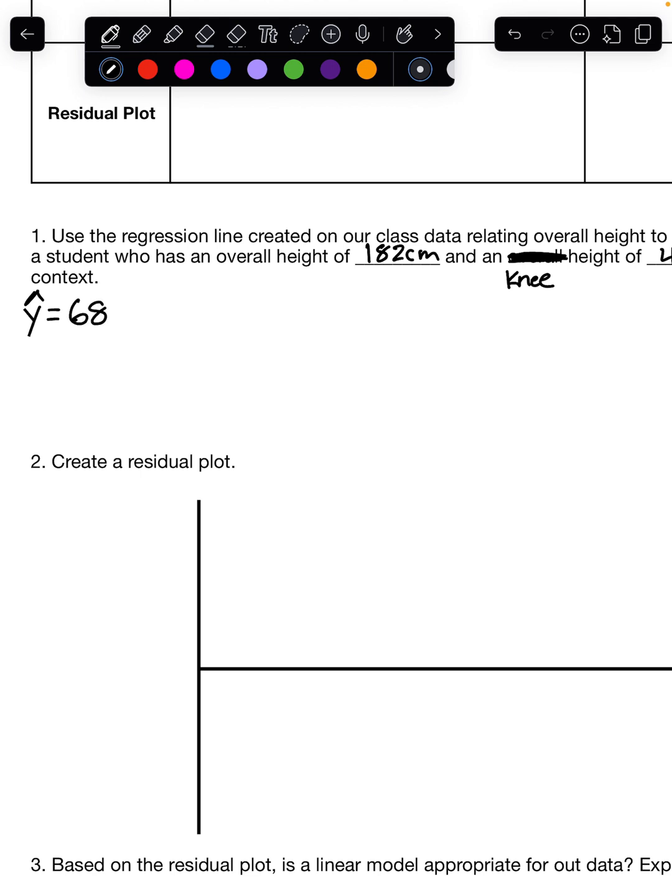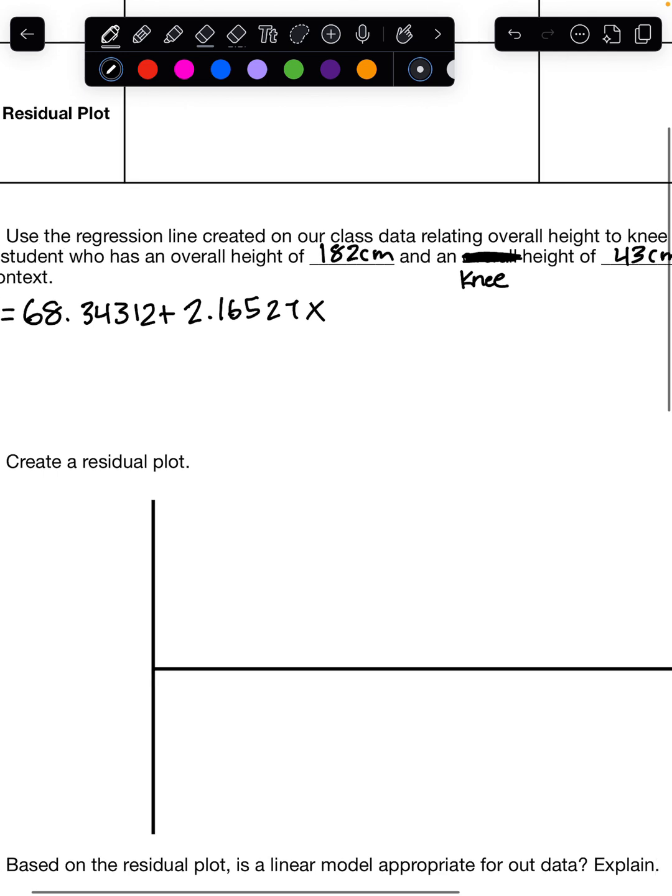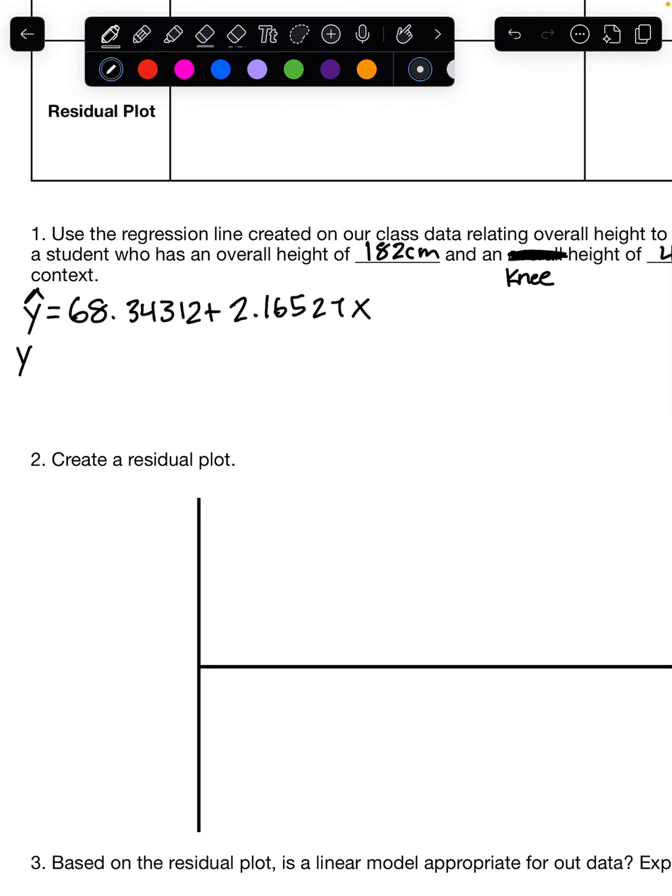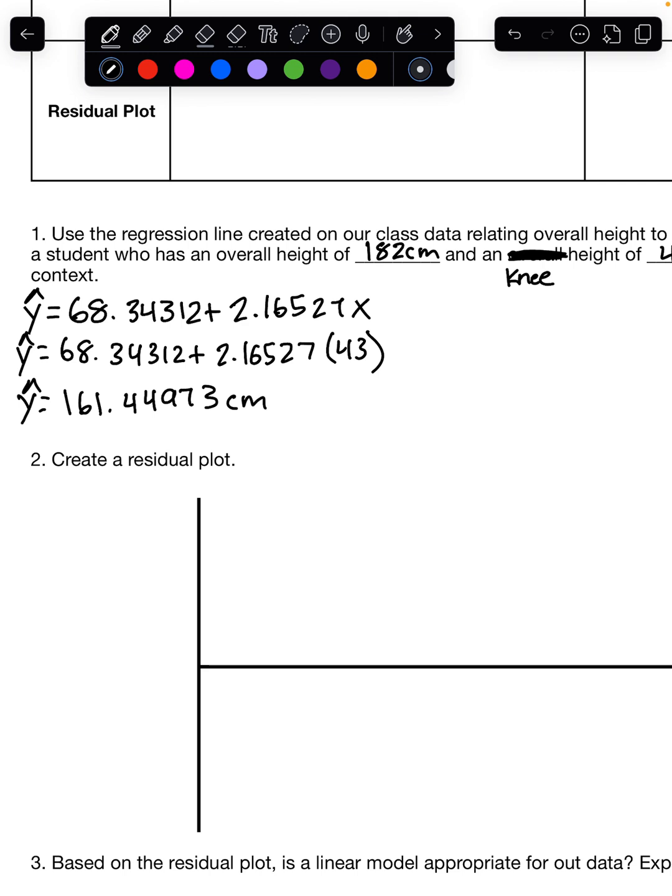So it was 68.34312 plus our slope of 0.16527x. Since we are talking about a knee height of 43 centimeters, our x is going to be 43. So let me rewrite this, and then our x is 43. This is going to give us a value of 161.44973 centimeters.